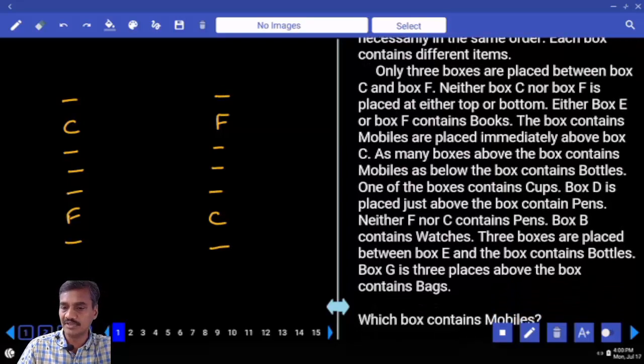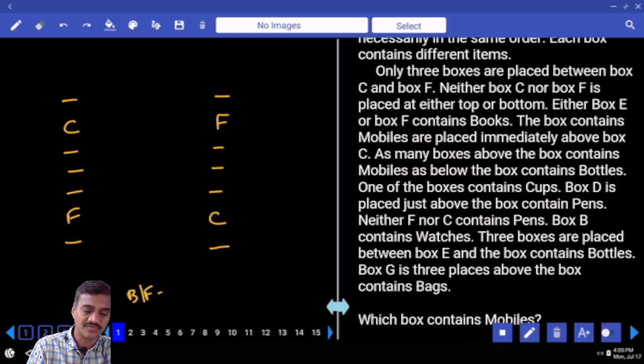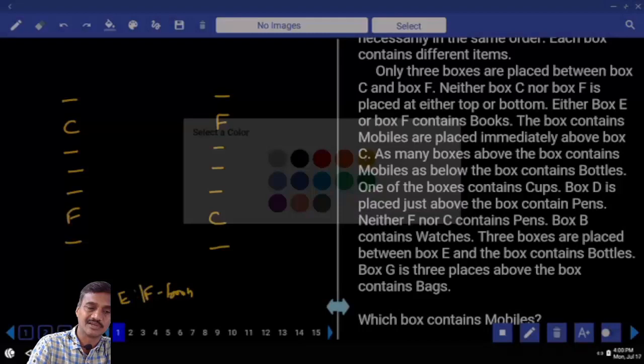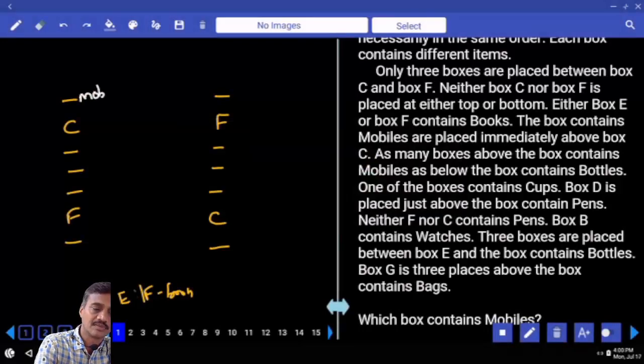Then either E or F contains books. Now which contains books here? Either E or F contains books. And the box that contains mobiles is placed immediately above C. Now these are the mobiles which are immediately above C. Immediately above C, the box that contains mobiles.